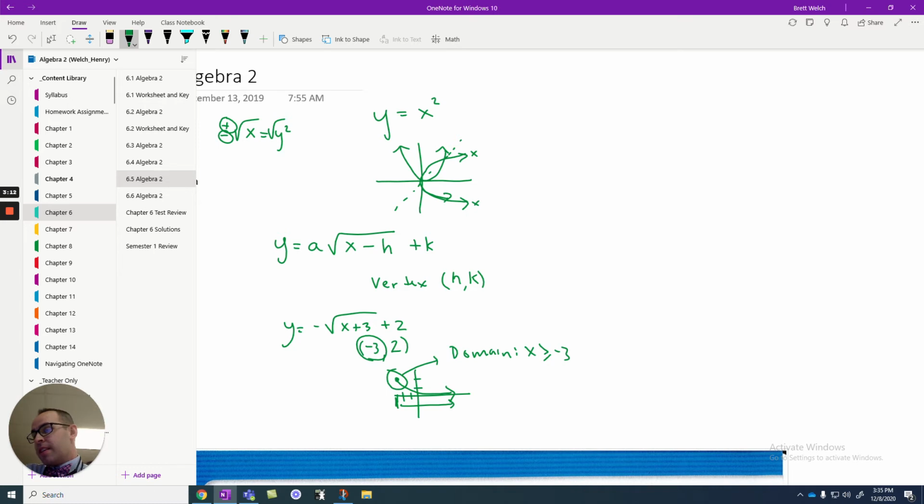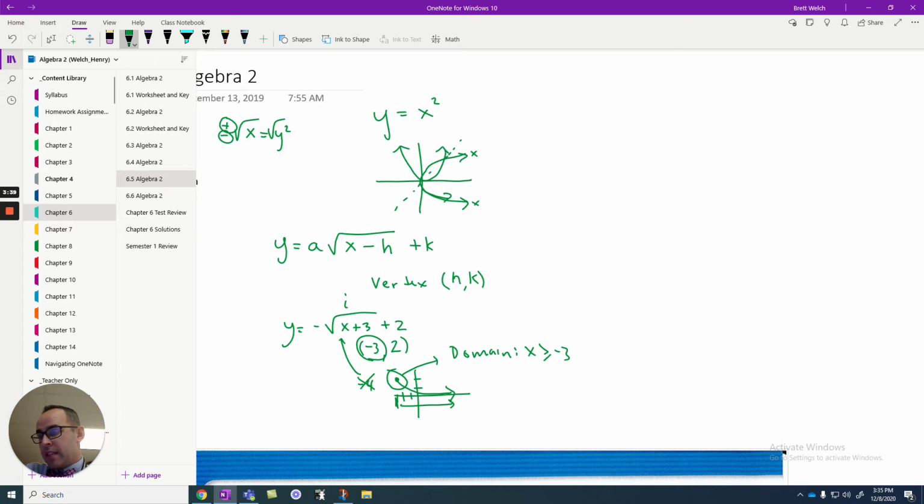Now this is important. If we used a number more negative than negative 3, say negative 4, if I used that in for my x, I'd have negative 4 plus 3, which is negative 1. And I would have to take the square root of that, giving me an imaginary number. Imaginary numbers are not going to be part of a graph. And so these numbers have to be rejected and never used when we talk about graphing the square root graph.